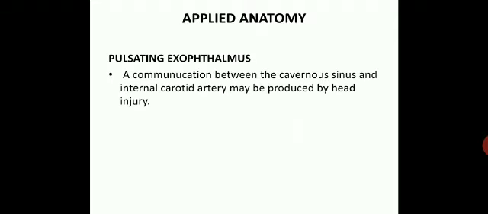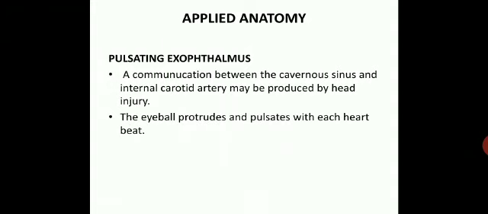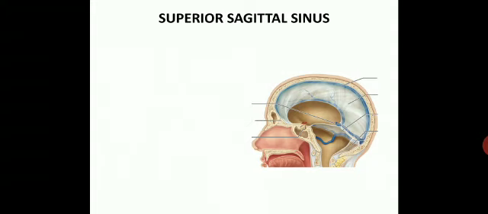The pulsating exophthalmos. Sometimes in case of head injury, a communication will form between the cavernous sinus and the internal carotid artery. So that will produce a pulsating exophthalmos. In this case, the eyeball protrudes and pulsates with each heartbeat. That's why it's also known as the pulsating exophthalmos.